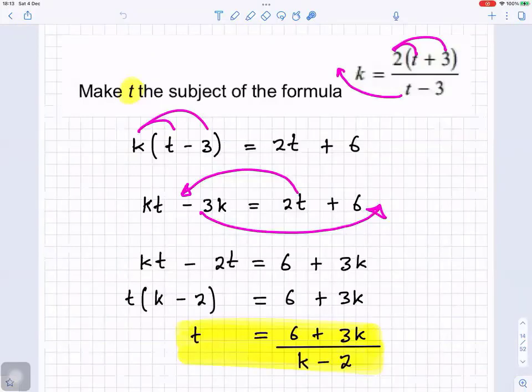Make T the subject of the formula. K equals 2 bracket T plus 3 over T minus 3. You can pause the video now and go and try it. And when you're ready, you come back to compare your answer. Okay, welcome back.